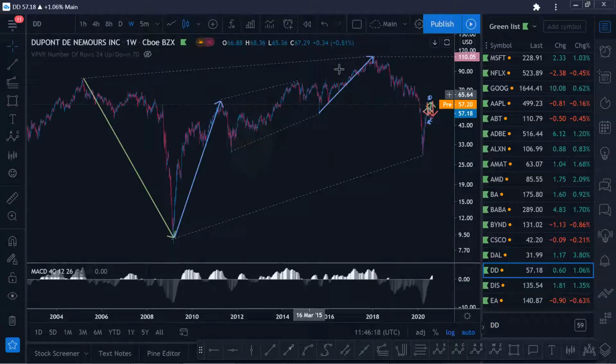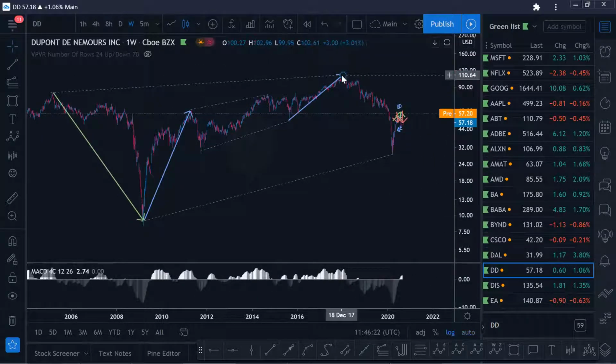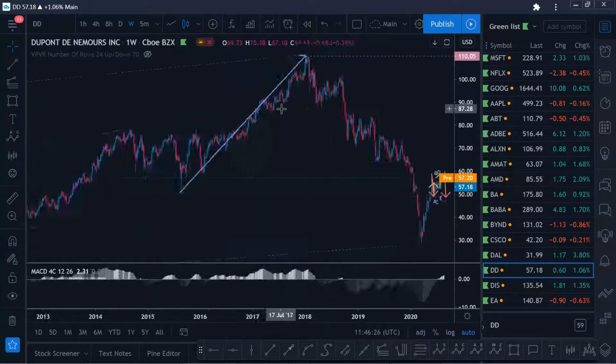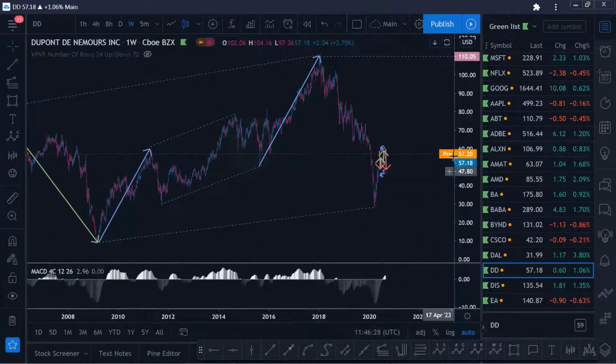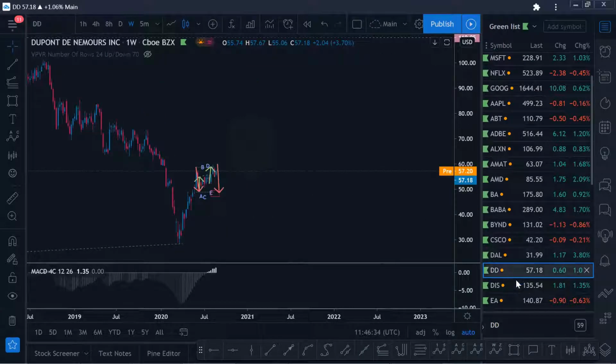As you can see, really clean impulse, correction, impulse, running flat structure for a chance to retest 110 from that 48 region. So doubling of the stock, potentially more over the coming months and years.